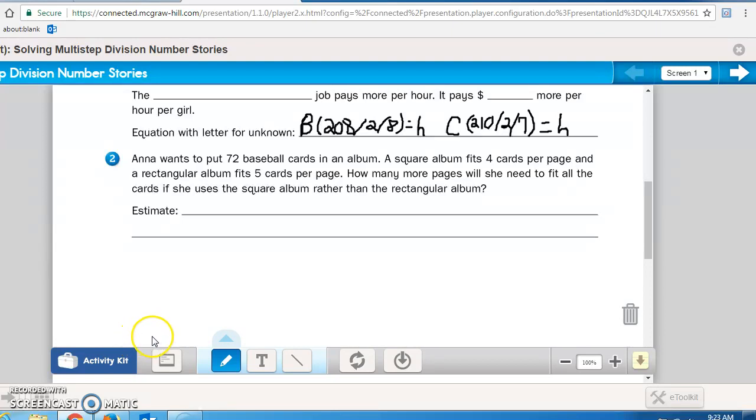Number 2 says, Anna wants to put 72 baseball cards in an album. A square album fits 4 cards per page, and a rectangular album fits 5 cards per page. How many more pages will she need to fit all the cards if she uses the square album rather than the rectangular album? So again, I would clearly mark my estimate.